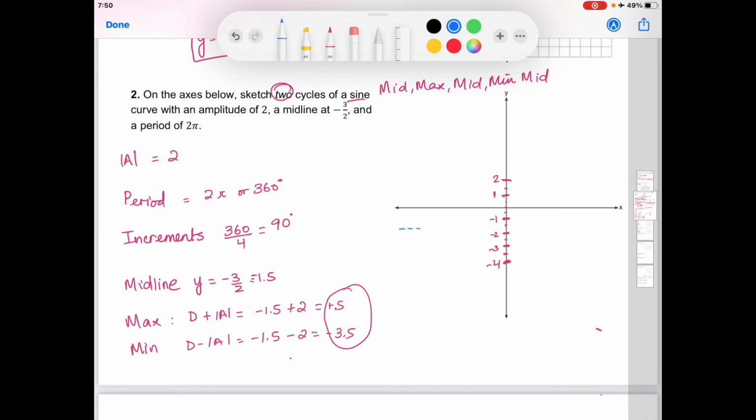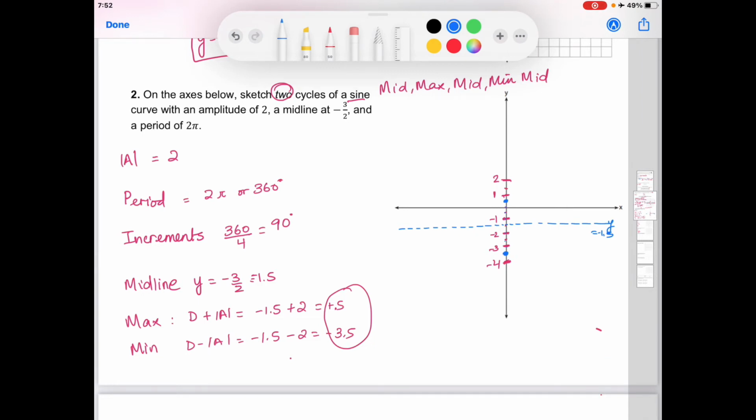Your midline is at negative 1.5, which is right here. Y equals negative 1.5. Now you're going to go up to below 2. So if I go up 2, I'm going to count by halves. So I'm going to go 4 halves. 1, 2, 3, 4, which is 0.5, right? So that's going to be your maximum. 1, 2, 3, 4. And this is negative 3.5, which is your minimum. So your graph's going to go up and below.